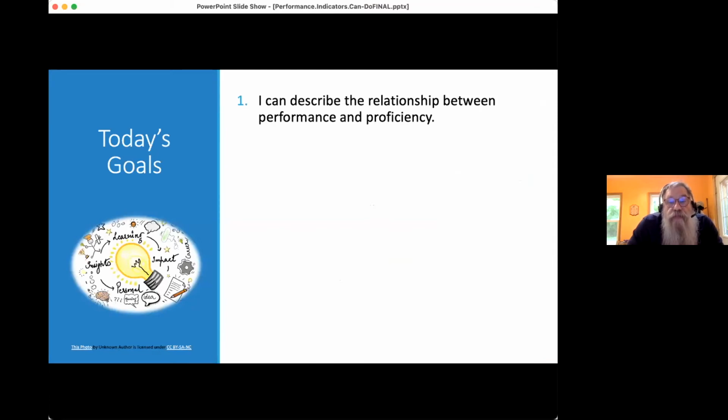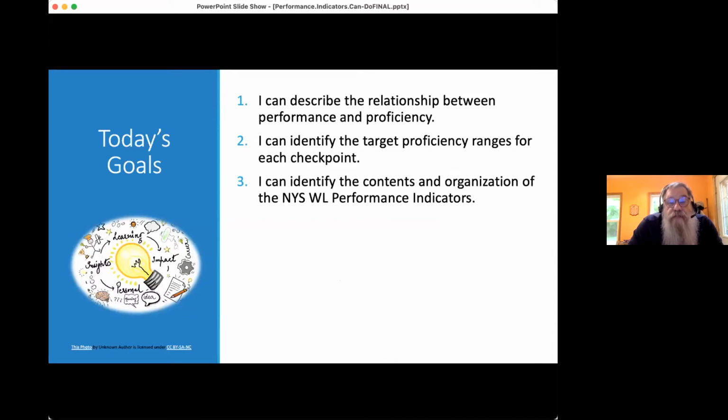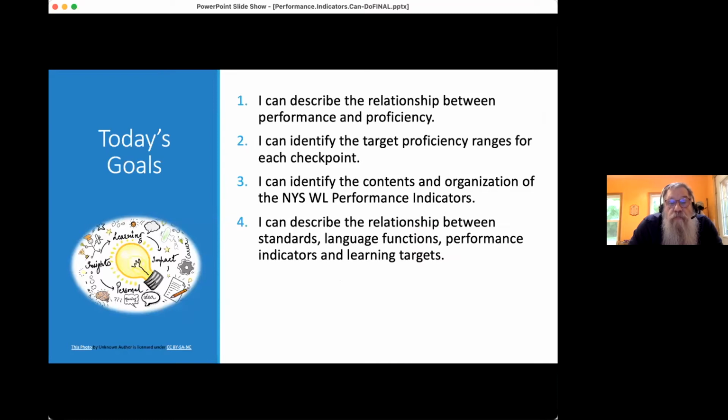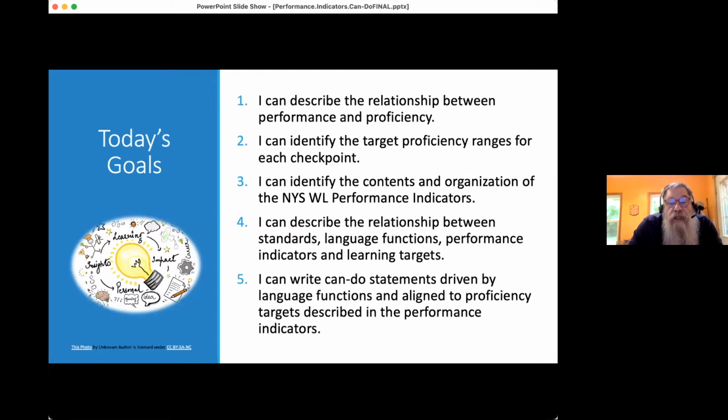I can describe the relationship between performance and proficiency. I can identify the target proficiency ranges for each checkpoint. I can identify the contents and organization of the New York State World Language Performance Indicators. Four, I can describe the relationship between standards, language functions, performance indicators, and learning targets. And then finally, I can write Can-Do statements driven by language functions and aligned to proficiency targets described in the performance indicators.